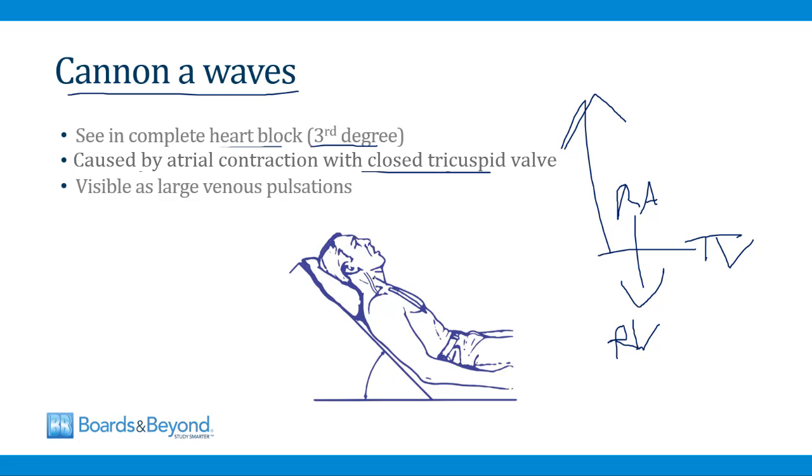If you look at the venous pulsations in the neck of a patient lying at 45-degree angles like this, you will see intermittent bulges in the venous pulsation. Those are Cannon A waves, classic finding of complete heart block.